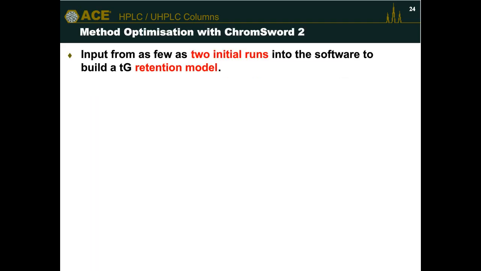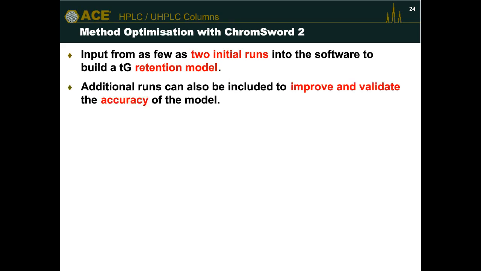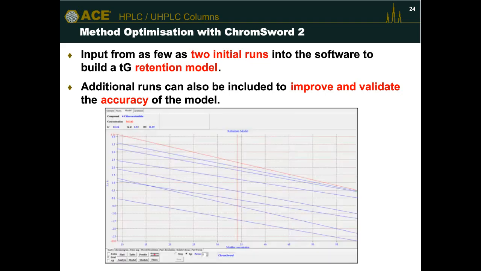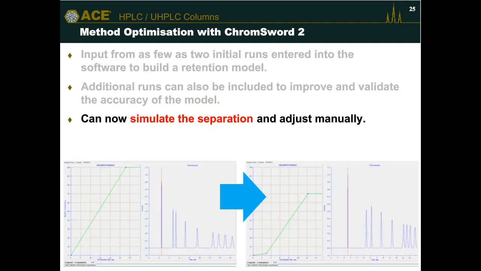Now, what you can do with this software, and I'm going to show you a simple optimization of the gradient time using a gradient retention model. You can input from as little as 2 initial runs, although typically we use 3. Then you can start to do a simple modeling of the gradient to see if you can improve your separation. So you input the 3 different runs, the gradient time with retention, and you can simply generate your first model. This will then simulate the separation in the software. There are other software packages out there that do very similar things as well.